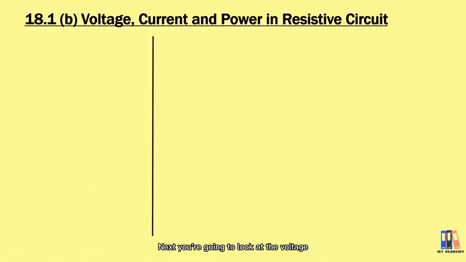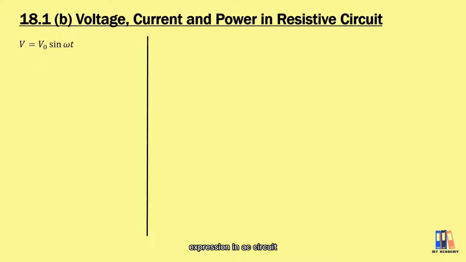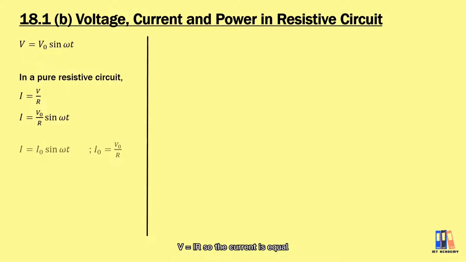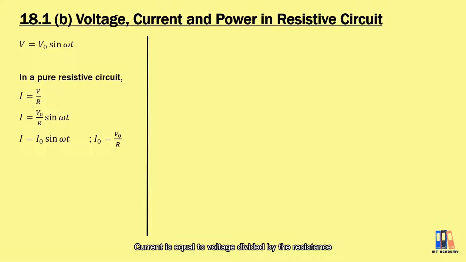Next, we're going to look at the voltage and the current expression in AC circuit. You are given a sine wave voltage source in a pure resistive circuit. So we have learned about the formula of V equal to IR. So the current is equal to voltage divided by the resistance. Put in the formula of the voltage and you would get I is equal to V0 over R sine omega t, where you can replace the V0 over R as the peak current in the waveform.